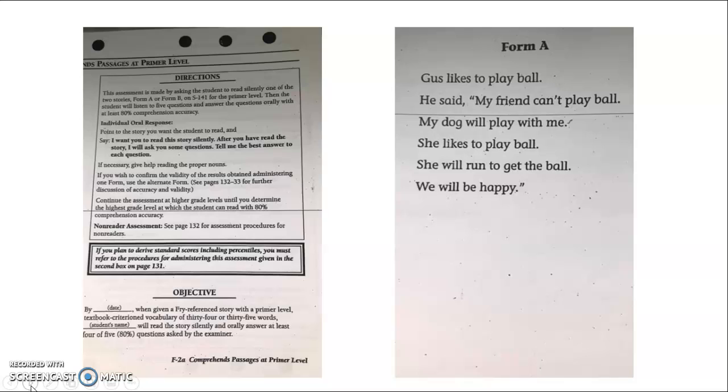for that specific section. Some example questions from Form A that I pulled are, what does Gus like to do? Who will play ball? And what will Gus do to be happy? As the test goes on, the questions become more difficult and complicated. There becomes harder questions and passages become longer with more complex vocabulary.